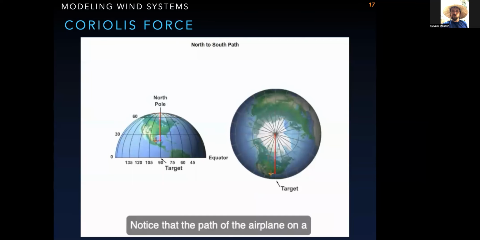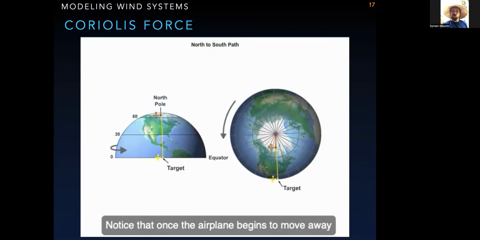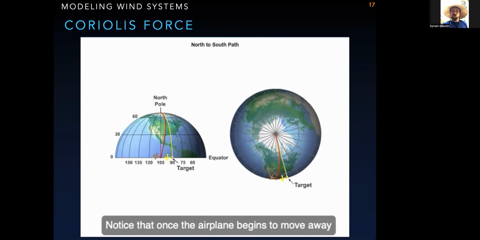Notice that the path of the airplane on a non-rotating Earth is a straight line from north to south. Notice that once the airplane begins to move away from the North Pole, it continues to move toward its original target at the equator. However, because Earth is rotating, the path traced out by the airplane exhibits a deflection to the right. The rotation of Earth has caused this deflection. The deflection of the Coriolis effect occurs regardless of the direction of movement.